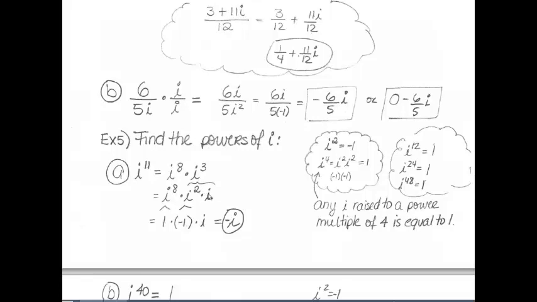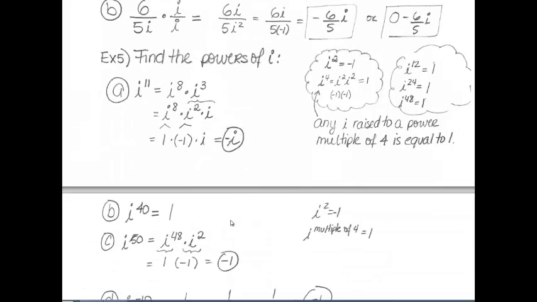Now why do I want to do that? Well, the reason I want i to the 8th is because 8 is a multiple of 4, so therefore i to the 8th is 1. i to the second, we learned, is equal to negative 1. So I'm able to substitute this as a 1, this one as negative 1, and this one stays as i. So 1 times negative 1 times i equals negative i. In other words, i to the 11th can be simplified as negative i.